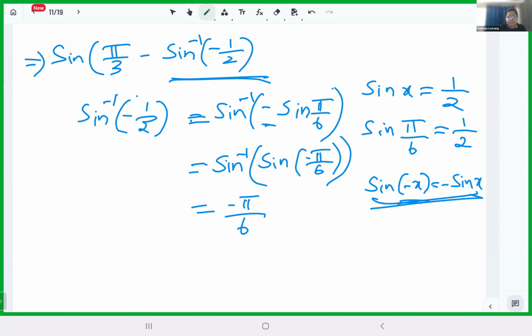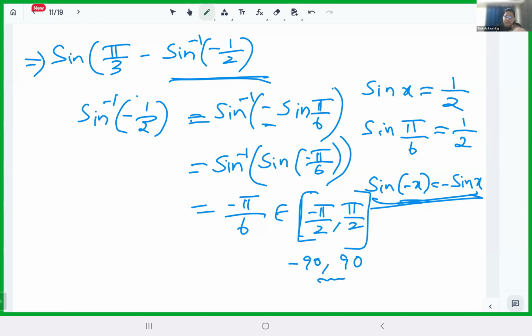Minus pi by 6 means it is minus 30, isn't it? So this belongs to the principal value branch. What is the principal value branch of sine inverse? Closed interval minus pi by 2 comma pi by 2. This is minus 90 to plus 90, and minus 30 lies in between this. Isn't it? Minus 30 comes after minus 90. So we can say that the value of sine inverse of minus 1 by 2 is nothing but minus pi by 6.